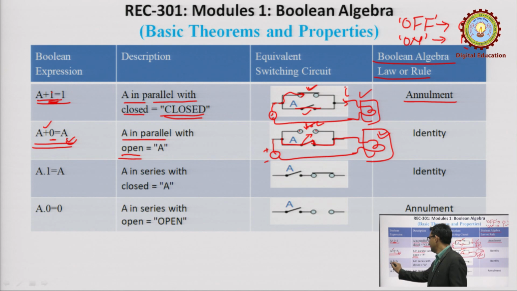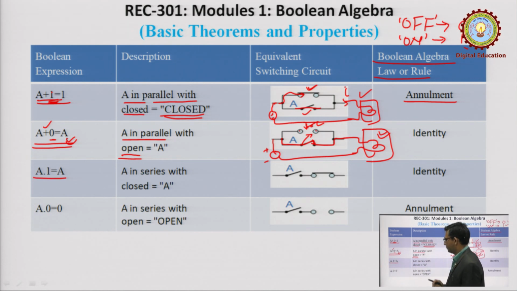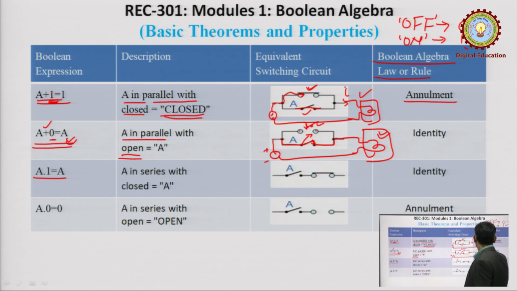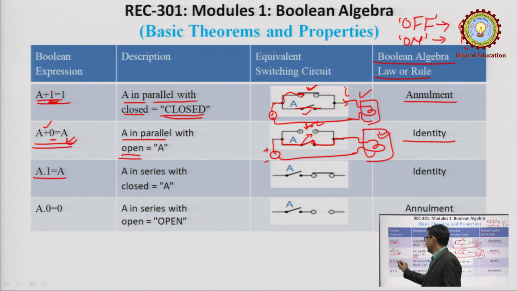Now, case number 3, A dot 1 is equal to A. We call this rule the identity rule. So, A dot 1 is equal to A.